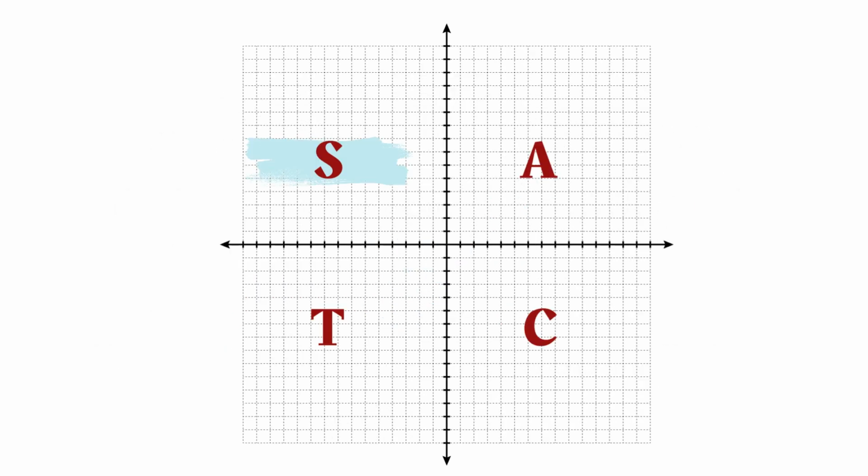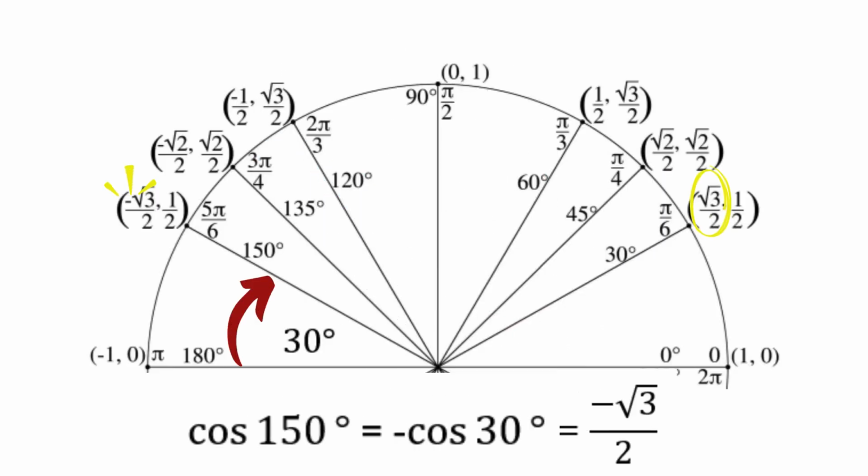We will determine the sign of our answer, either positive or negative, based on the all students take calculus. So we know 150 degrees is in quadrant 2, and the only value that's positive is the sine in quadrant 2. So that means our answer for cosine of 150 will be a negative value. So that means the cosine of 150 degrees is equal to the opposite of the cosine of 30. Well, the cosine of 30 I have circled is root 3 over 2. So that means that our cosine of 150 will be the opposite of that, which would be negative root 3 over 2, which you can see highlighted in quadrant 2 as its x-coordinate.